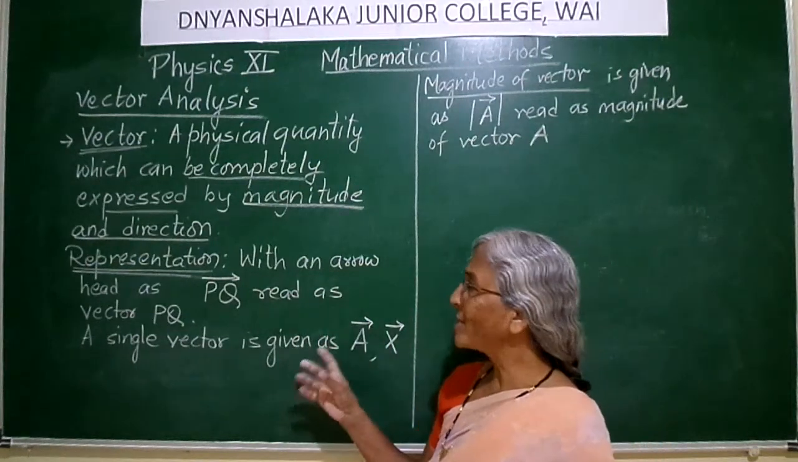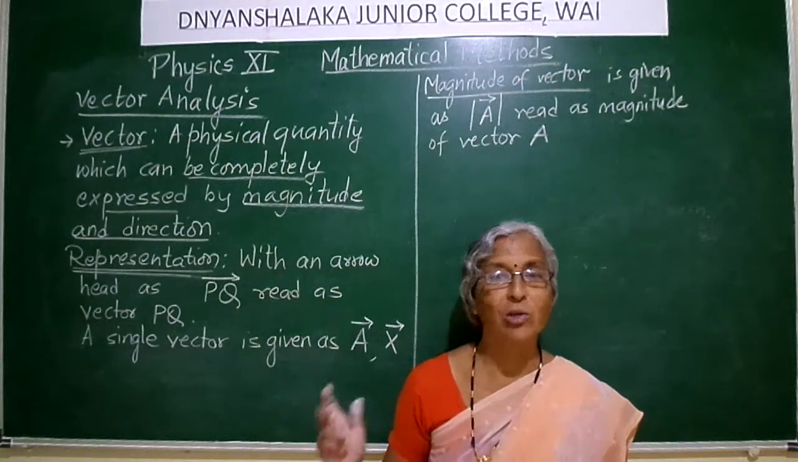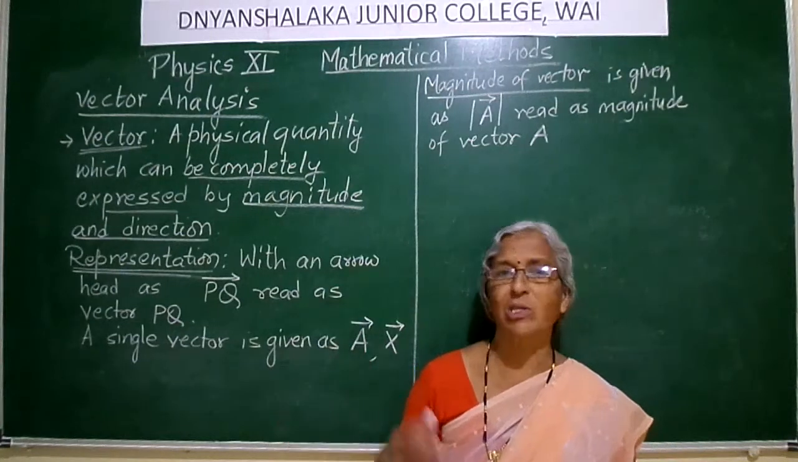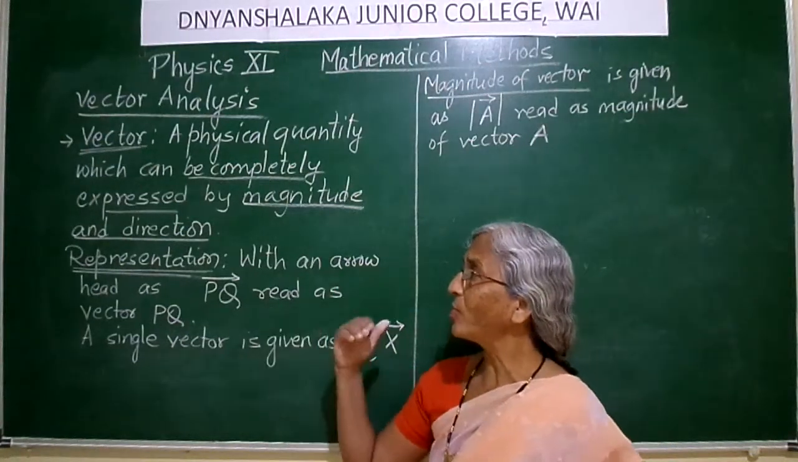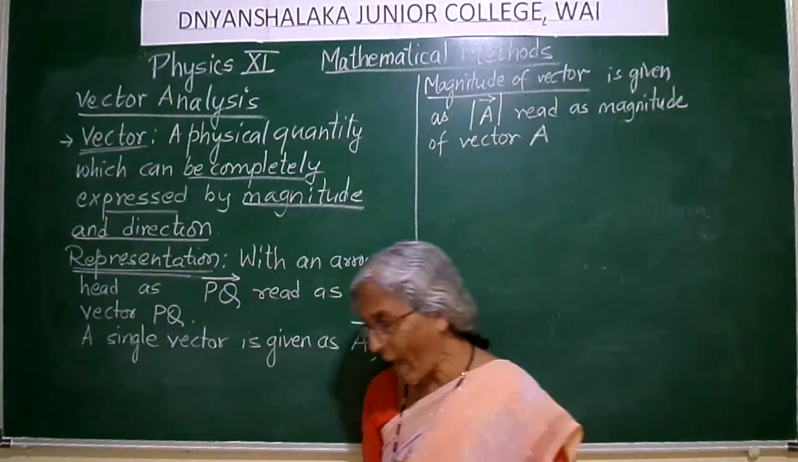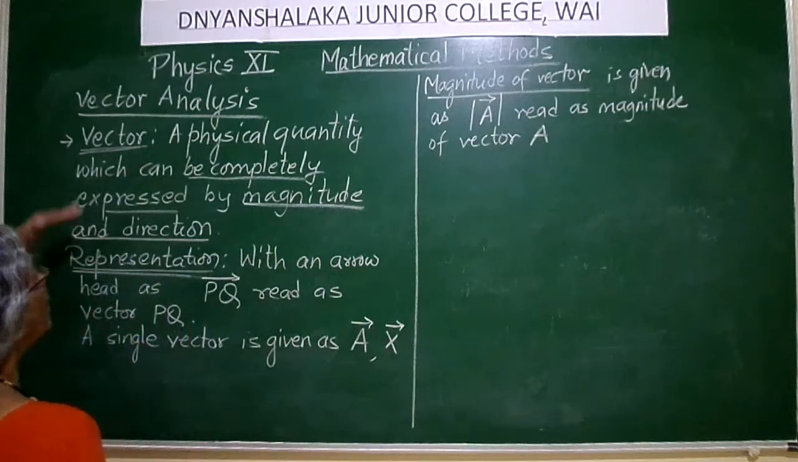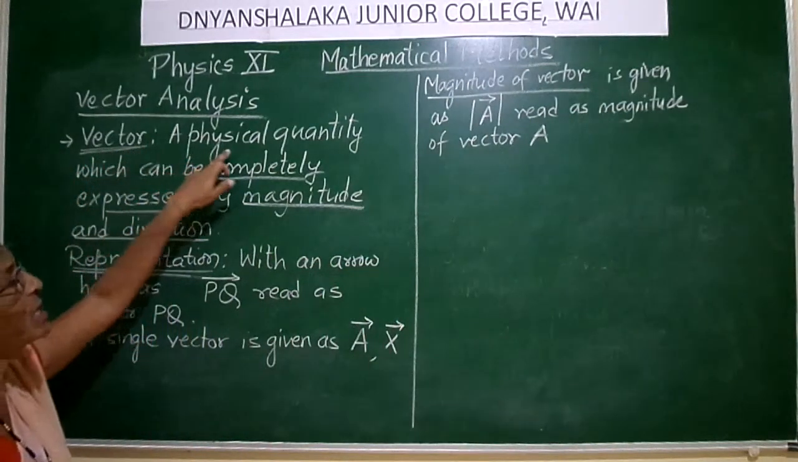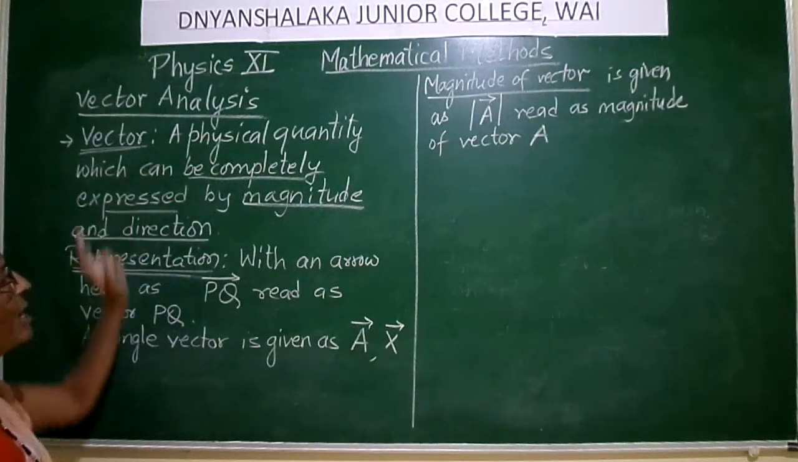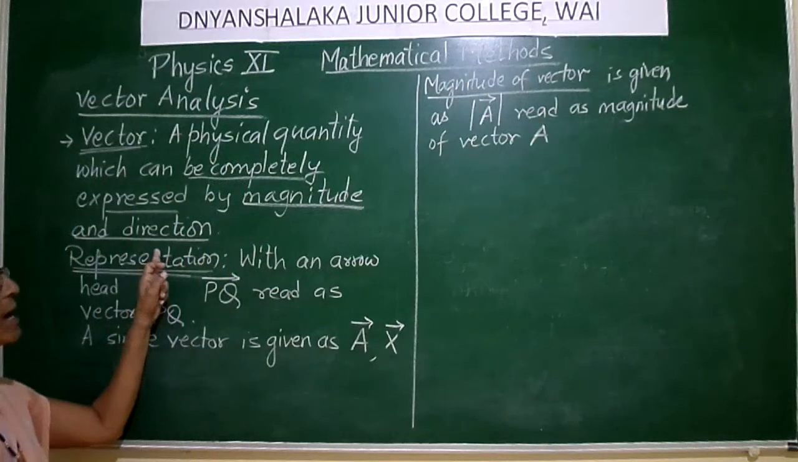So here is a part that is going to be a sort of revision for you. It's a warming up time for you now. So here we have the definition of the vector revised again. So what is a vector? It is a physical quantity which can be completely expressed by magnitude and direction.